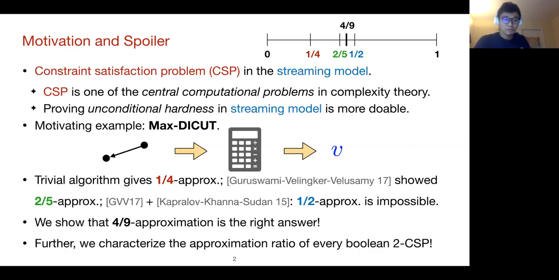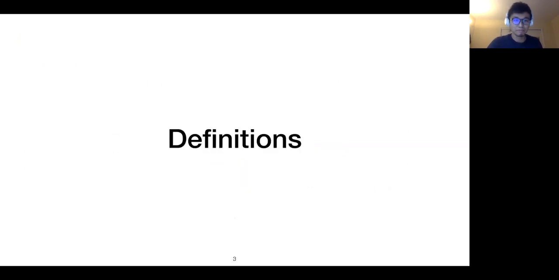More generally, in this work, we characterize the approximation ratio for every Boolean Max-2 CSP, as well as Max-K set. Okay, so to give a more concrete setup, let me start with the definitions.